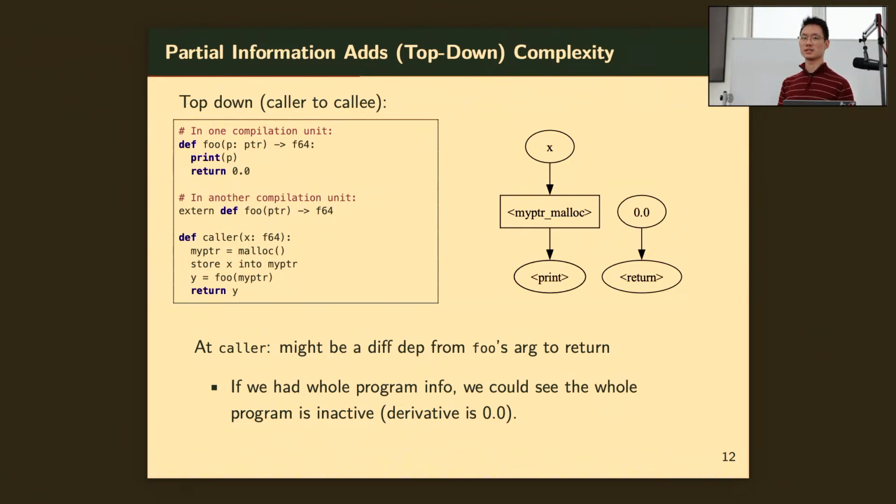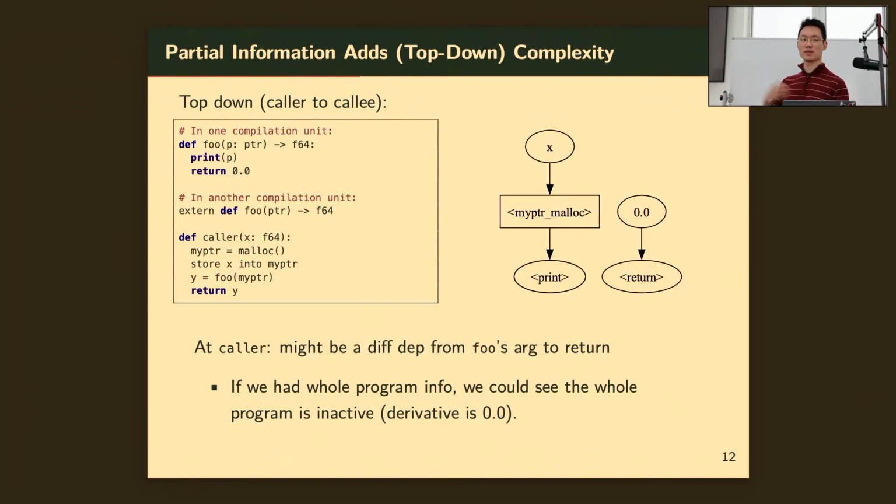Another source of complexity is that when we're going top-down and we don't have access to the implementation of the function, we have to make conservative assumptions about their behavior. So suppose we're analyzing the bottom, where we're analyzing caller, and we have this function call to foo. All we know about foo is the signature. It takes a pointer and returns a float. Is there a differential data dependency between foo? Well, we have no way of knowing.